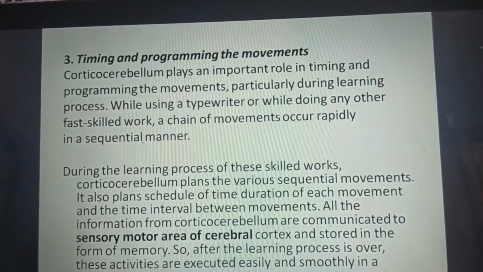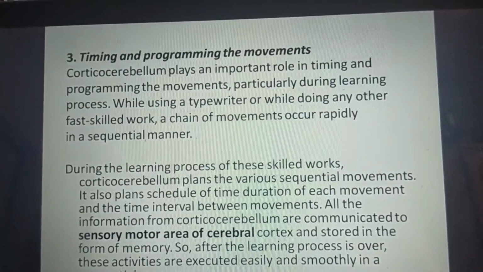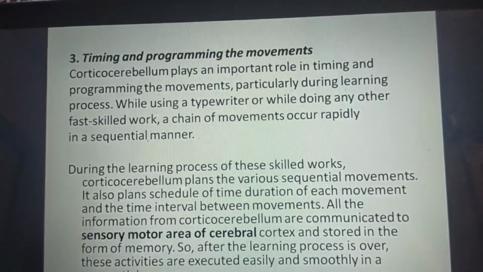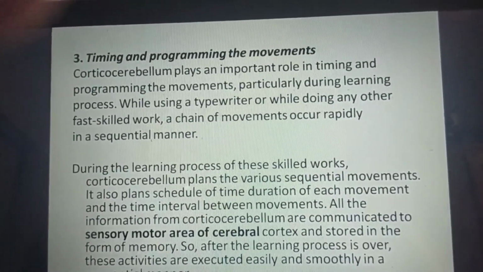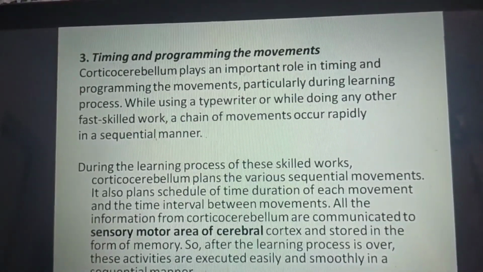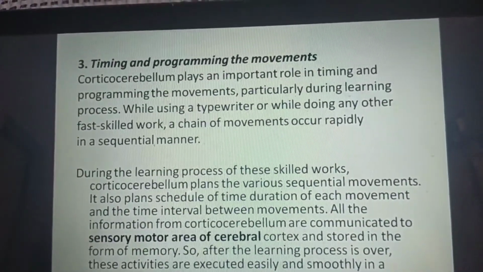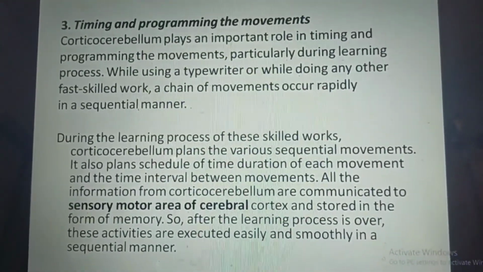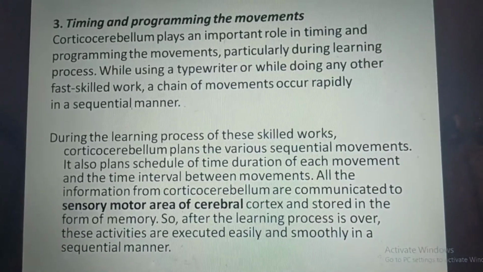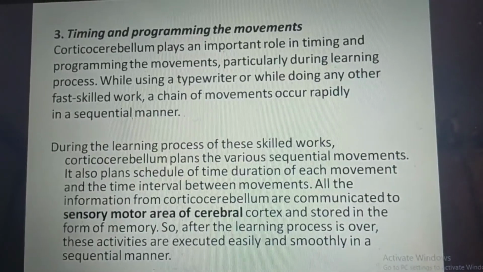Timing and programming the movements. Third mechanism: corticocerebellum plays an important role in timing and programming the movements, particularly during the learning process. While using the typewriter or while doing any other fast skill work, a chain of movements occur rapidly in a sequential manner. During the learning process of these skill works, corticocerebellum plans the various sequential movements.